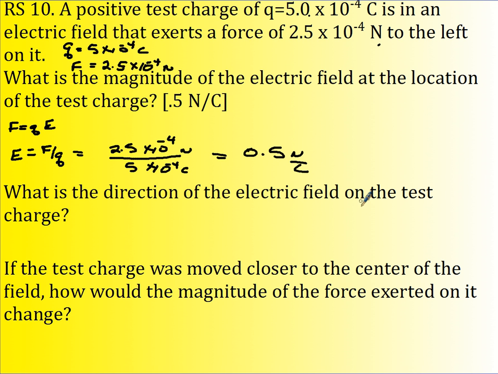What's the direction of the electric field of the test charge? Let's see, I have a positive charge. All right. It's an electric field, and the force is to the left. Okay, because the force is to the left, that tells me the electric field is to the left because I have a positive charge. If the test charge was moved closer to the center of the field, how would the magnitude of the force change? Well, it would go up, because as the electric field goes up, the force is going to go up. So we'll put increase.